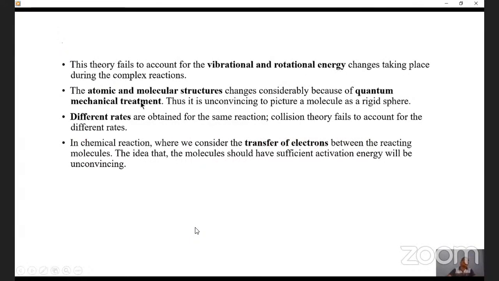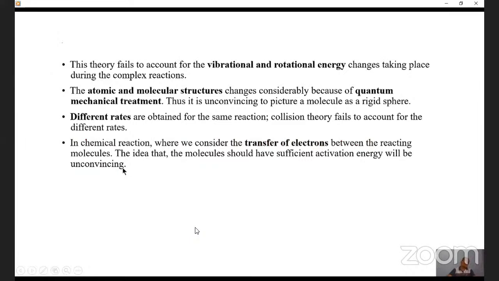The next drawback of this collision theory is that the atomic and molecular structures change considerably because of the quantum mechanical treatment. Thus, it is unconvincing to picture a molecule as a rigid sphere. The next drawback is that different rates are obtained for the same reaction. Collision theory fails to account for the different rates.